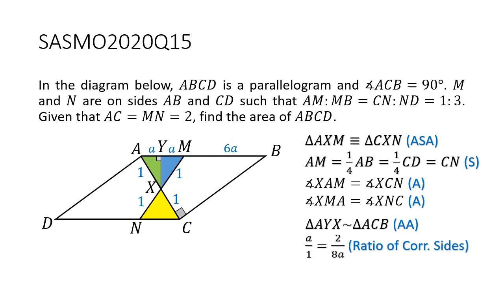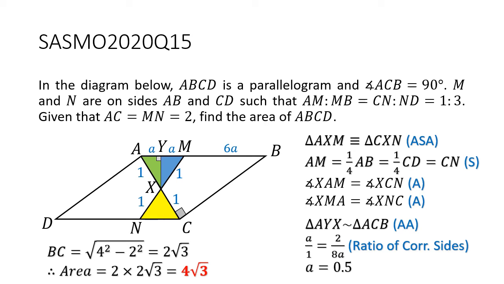So using the ratio of corresponding sides for similar triangles, the ratio of the base to the hypotenuse for the two triangles will be A/1, and the other one will be 2/8A. We equate this and we solve for A. A will be 0.5. Then using Pythagoras theorem, we can find the length of BC, which will be the square root of AB, and AB is equal to 8A, which is 4. So 4 squared minus 2 squared will give us 2√3. So the area of the entire parallelogram will be just the length BC times the length AC. That would be 4√3, and that's our final answer.